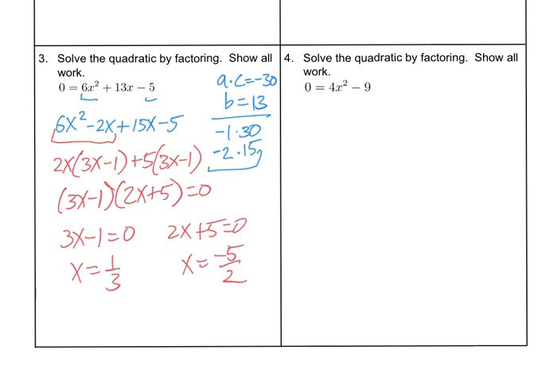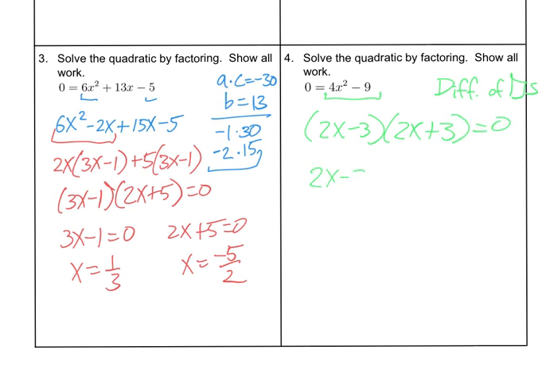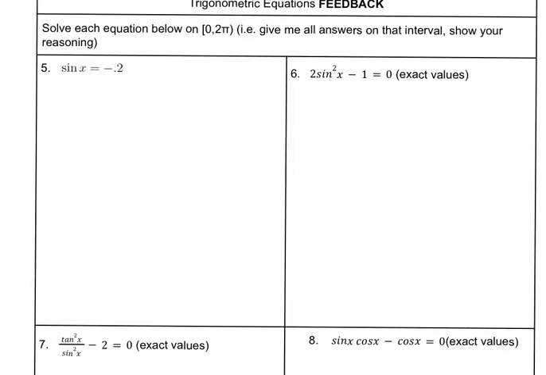All right, for the next one, we're factoring again. Cool. We've got 4x squared minus 9. This is going to be a difference of squares. That's going to turn into 2x minus 3 and 2x plus 3. That's equal to 0. We get 2x minus 3 equals 0, which means that x is 3/2. And we get 2x plus 3 equals 0, which means that x is equal to negative 3/2. Cool. On to the next one.